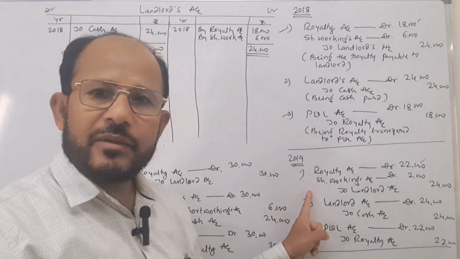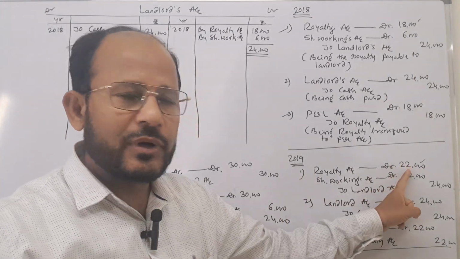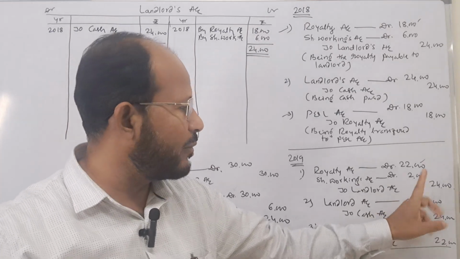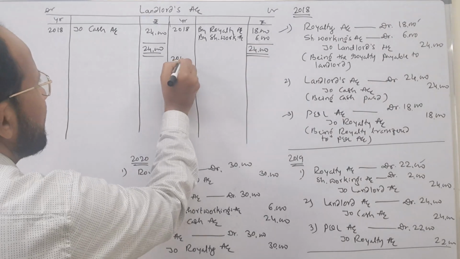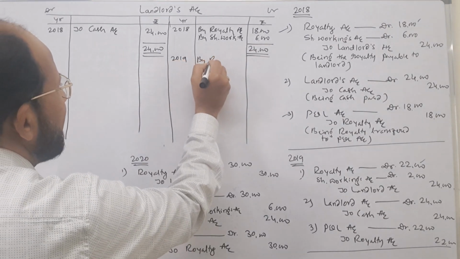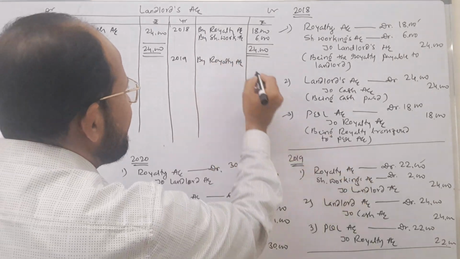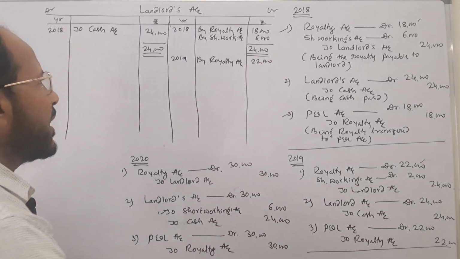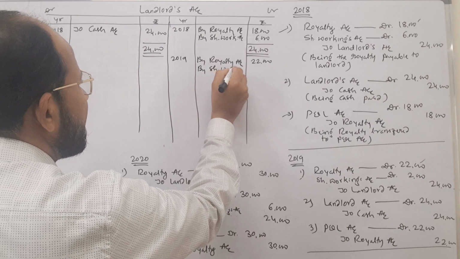Next one is come to the year 2019. Here first journal entry, short working is there. Royalty account is debited with the amount of rupees 22,000, short workings account 2,000, and landlord's account is credited with the amount of rupees 24,000. That is why in the year 2019, again I am writing by royalty account. What is the minimum royalty, actual royalty here? Rupees 22,000.